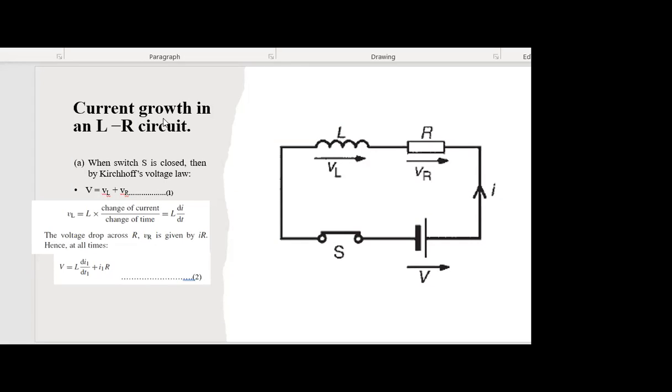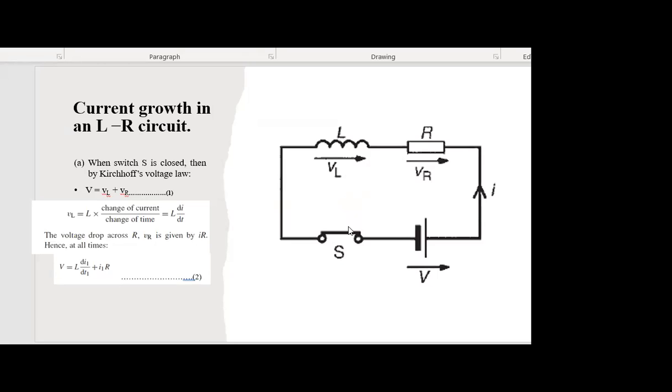In the previous lecture, we were looking at voltage growth in the CR circuit. Why? Because it was the voltage that was changing with time. So now we are going to see how current changes with time.